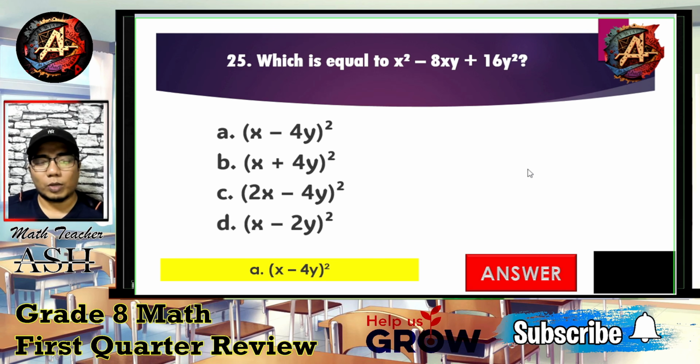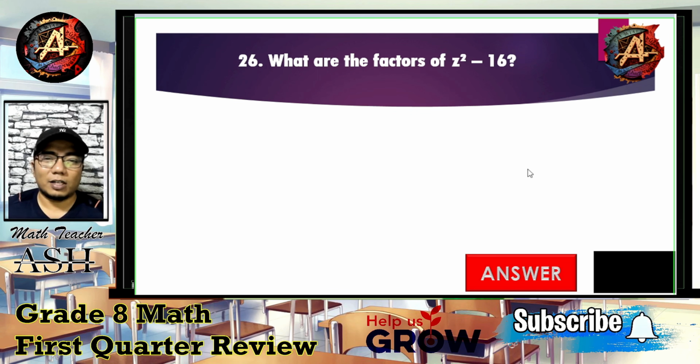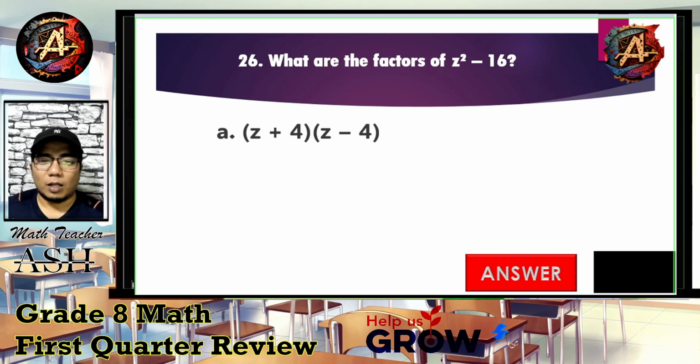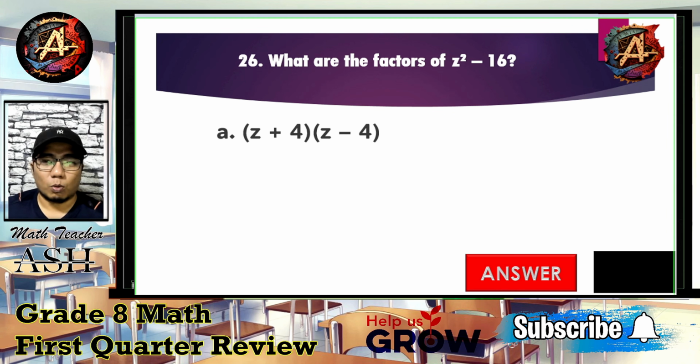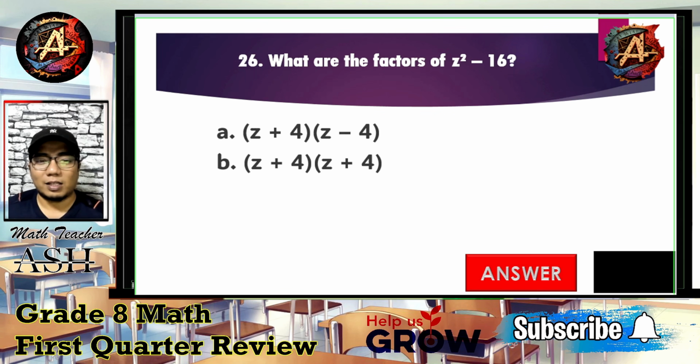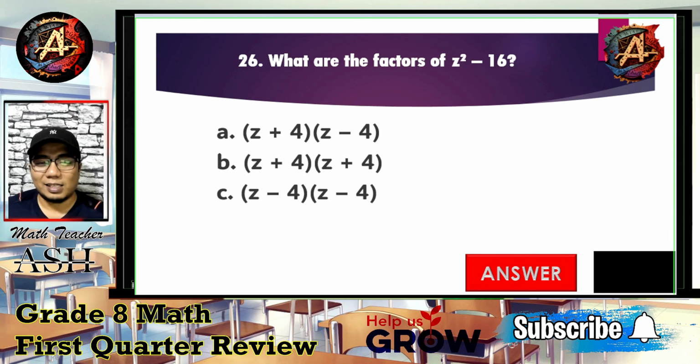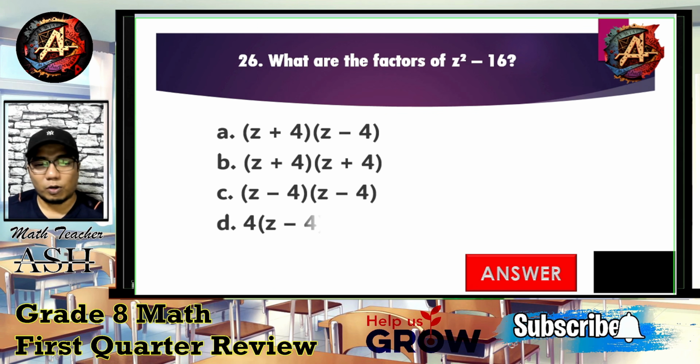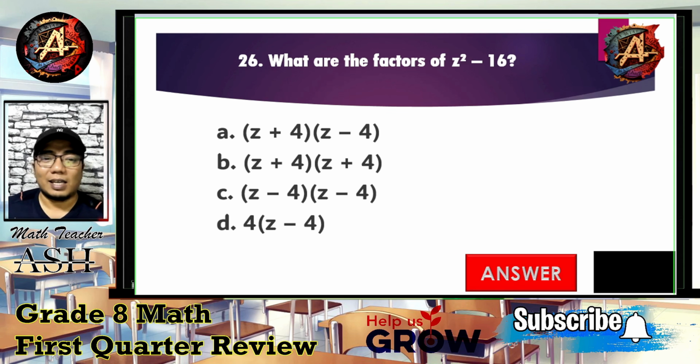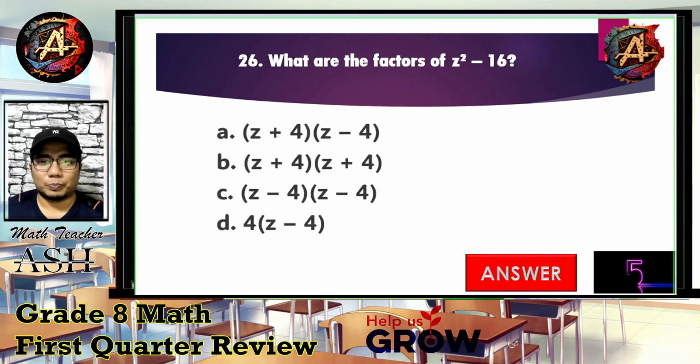Now let us go to question number 26. What are the factors of z squared minus 16? Is it A, the quantity z plus 4 times the quantity z minus 4, B, the quantity z plus 4 times the quantity z plus 4, C, the quantity z minus 4 times the quantity z minus 4, or letter D, 4 times the quantity z minus 4? I'll give you 5 seconds to think about your answer.